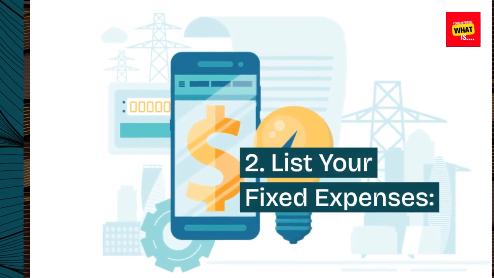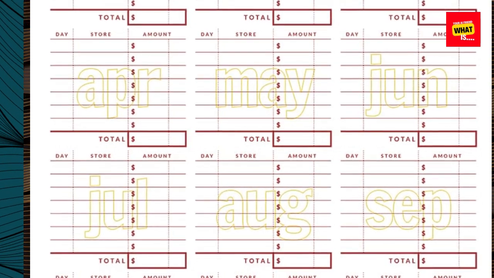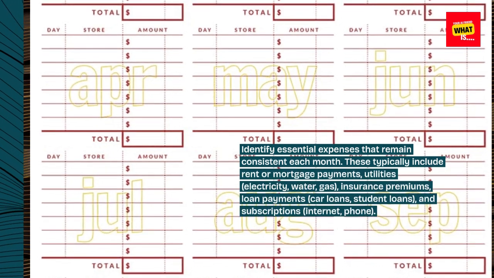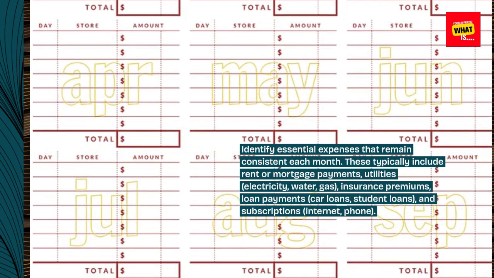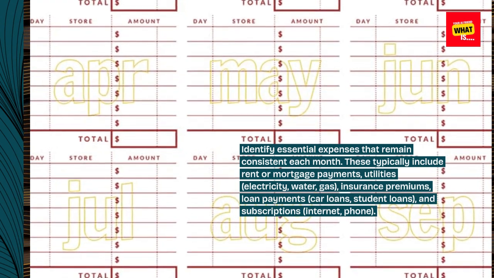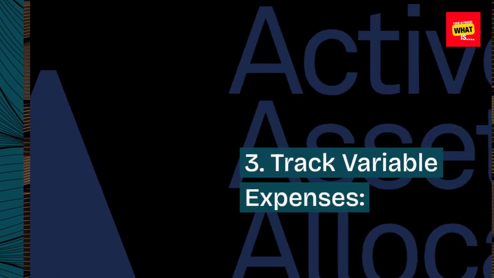2. List your fixed expenses. Identify essential expenses that remain consistent each month. These typically include rent or mortgage payments, utilities, electricity, water, gas, insurance premiums, loan payments, car loans, student loans, and subscriptions, internet, phone.